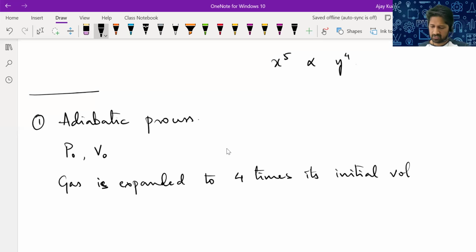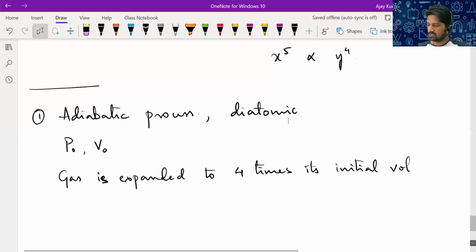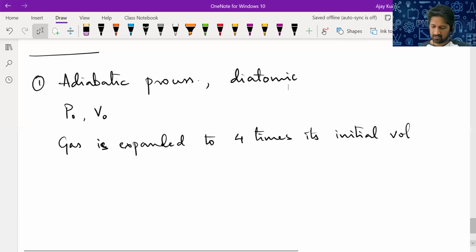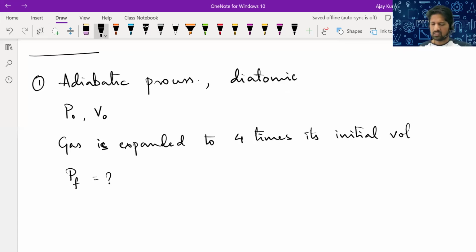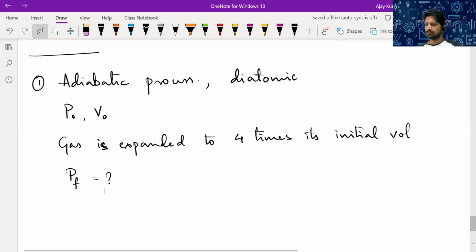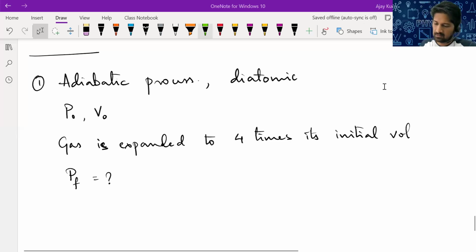They will give you the type of gas also. Let's say it is diatomic gas. The gas is expanded to 4 times its initial volume. Then how much is the final pressure? Answer should be in terms of initial pressure, P naught. Do this, all of you. So you know what is done to the volume and you have to tell what happens to the pressure. So think of the relation between them.